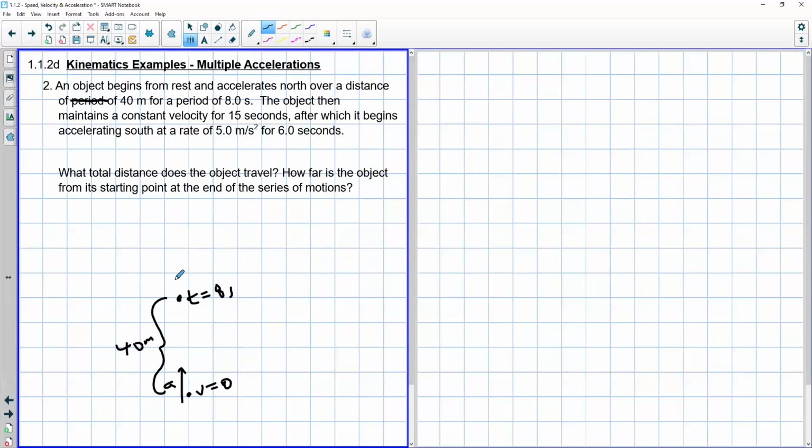Then we're going to go at a constant velocity for 15 seconds. So the time for this interval, 15 seconds. And then the object is still going to be going north, but it's going to start slowing down, right? And we're going to accelerate this way at 5 meters per second squared for 6 seconds.